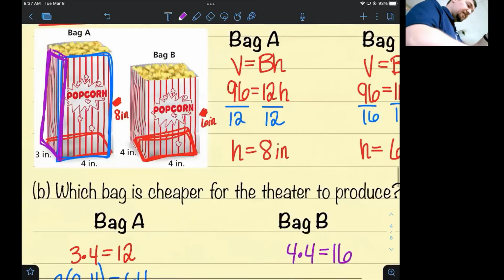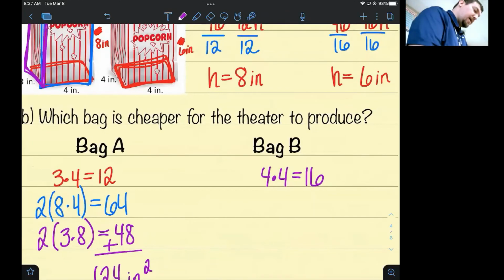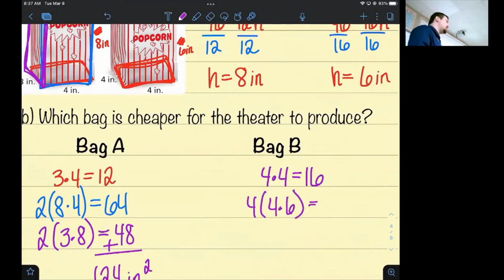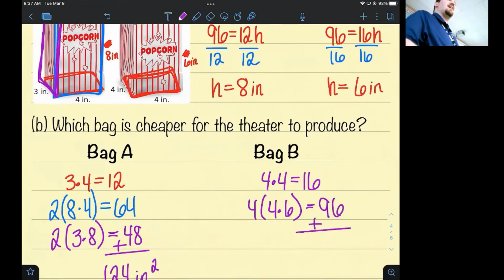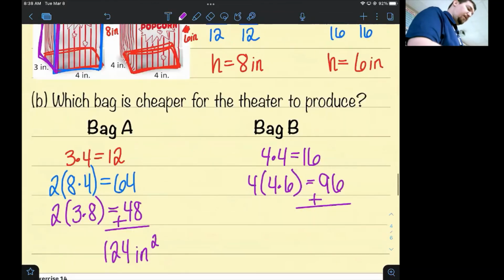4 of them. Yeah, it's going to save us a little bit of time, right? So we have 4 4x6 sides. 4 times 6 times 4. Thomas, what do you get for that? 4 times 6, and then 4 of those. 96. Add that with the bottom side. You'll have all 5 sides on this popcorn bag. 96 plus 16 will give us 112. And also that's going to be in square inches.